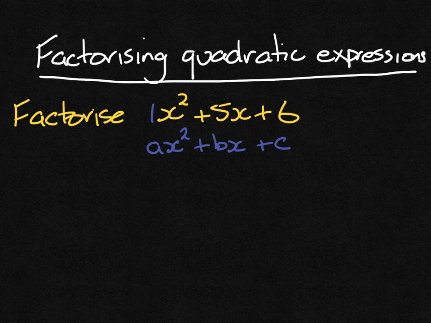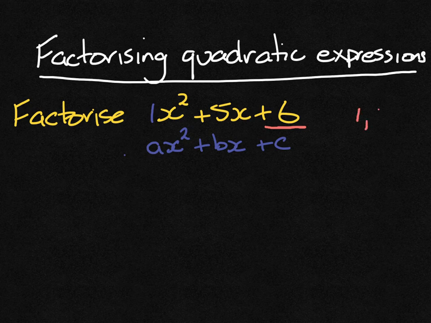Because our a value is 1, we don't need to worry too much about other steps, which we'll go over later in a different video. What we're looking at is the b value and the c value. We're looking for factor pairs that multiply to give us our c value, in this case 6, and add to give us our b value, which is 5. So we look at our c value, 6, and think, what are the factor pairs of 6? What two numbers multiply together to give positive 6?